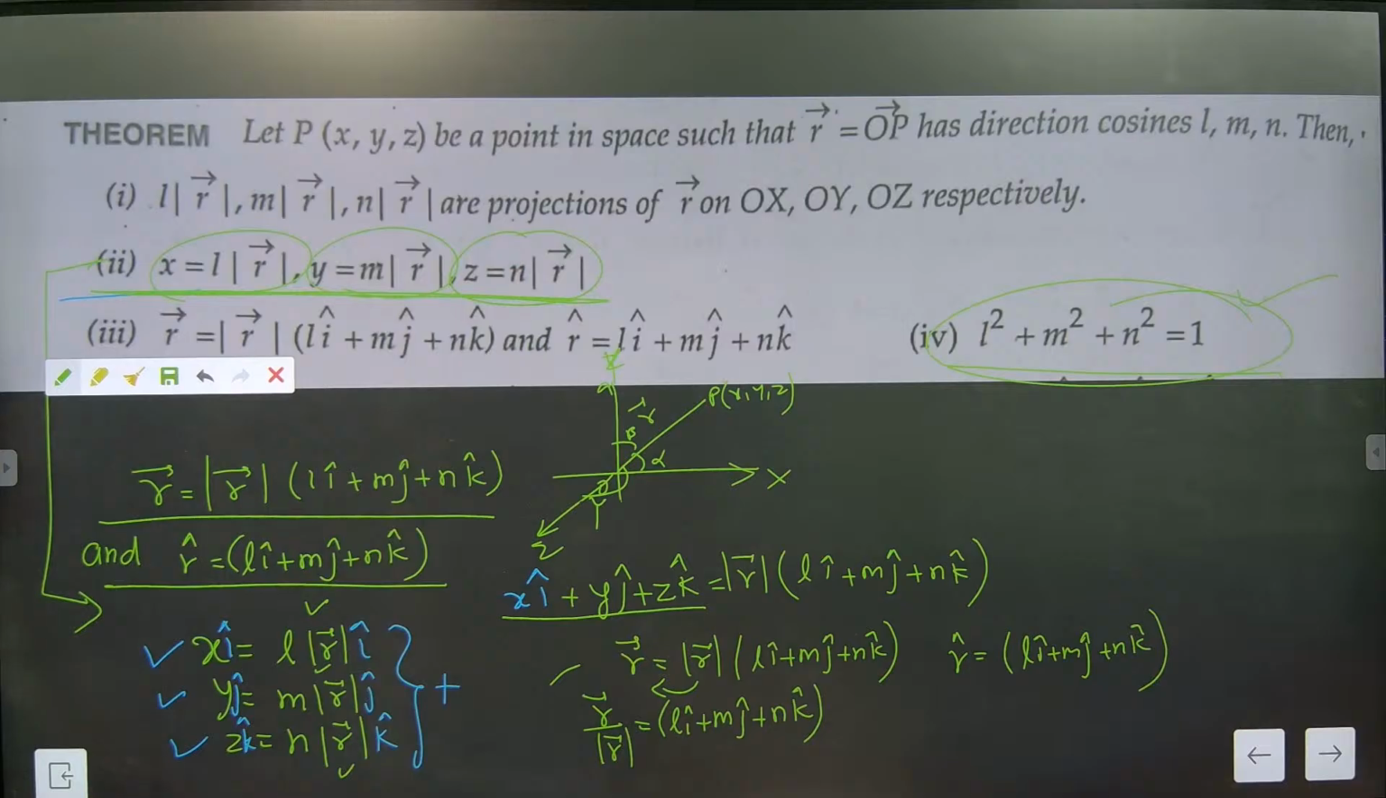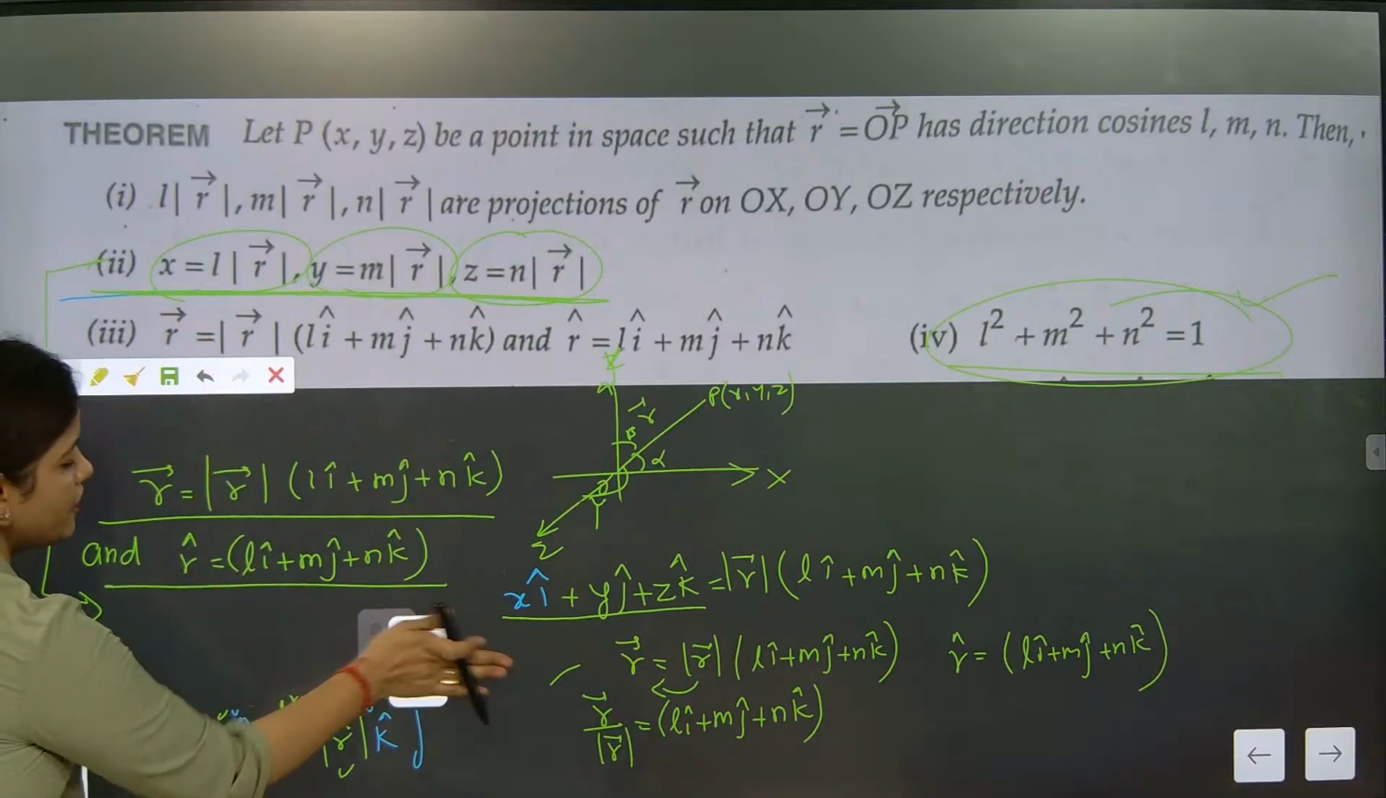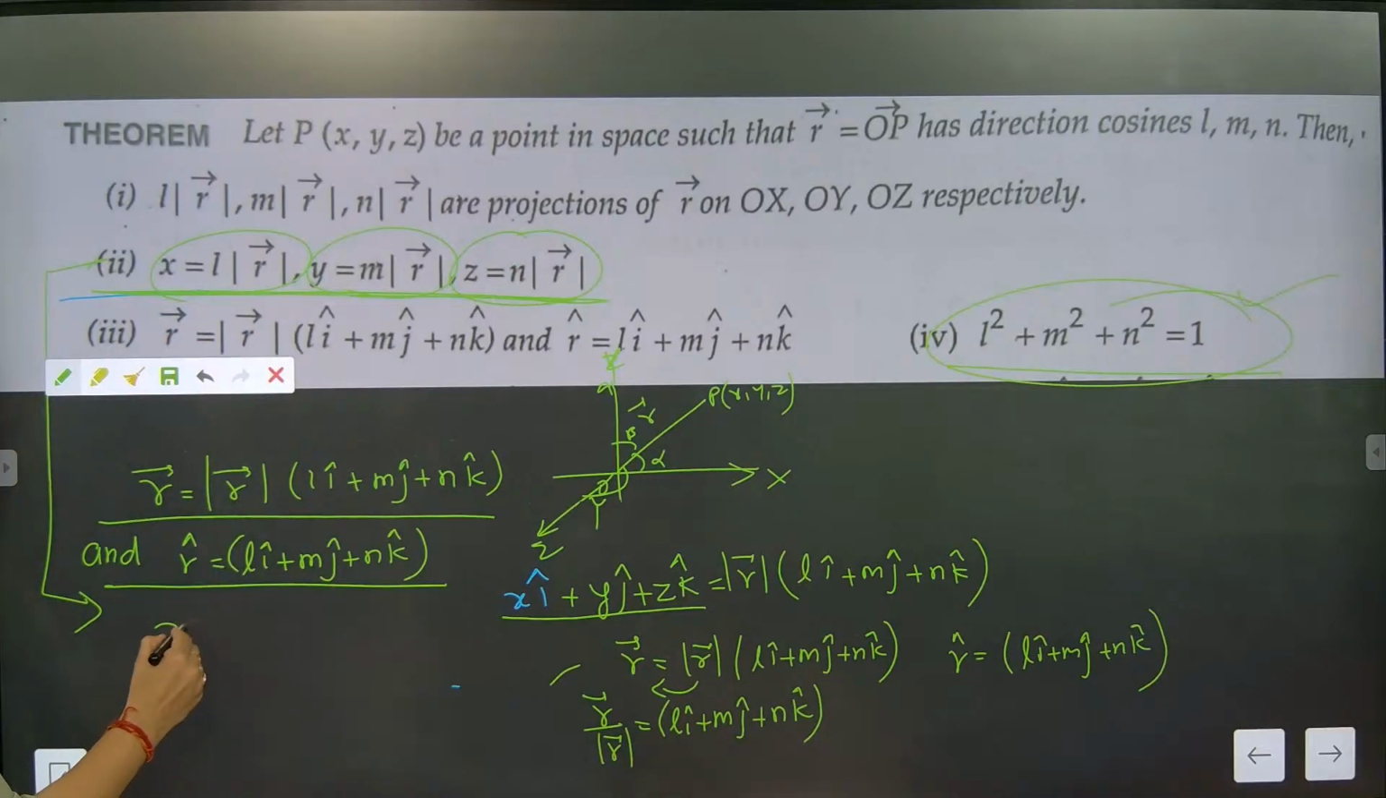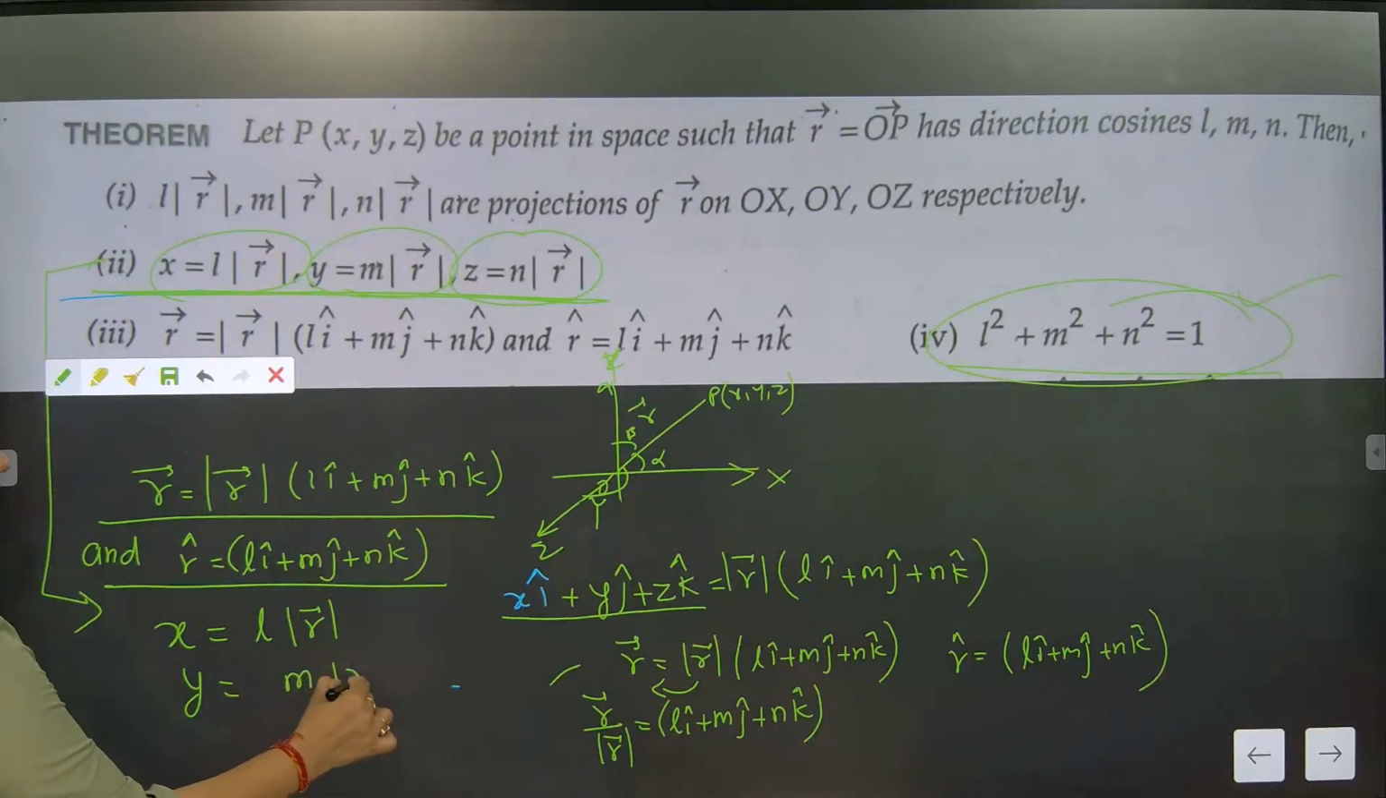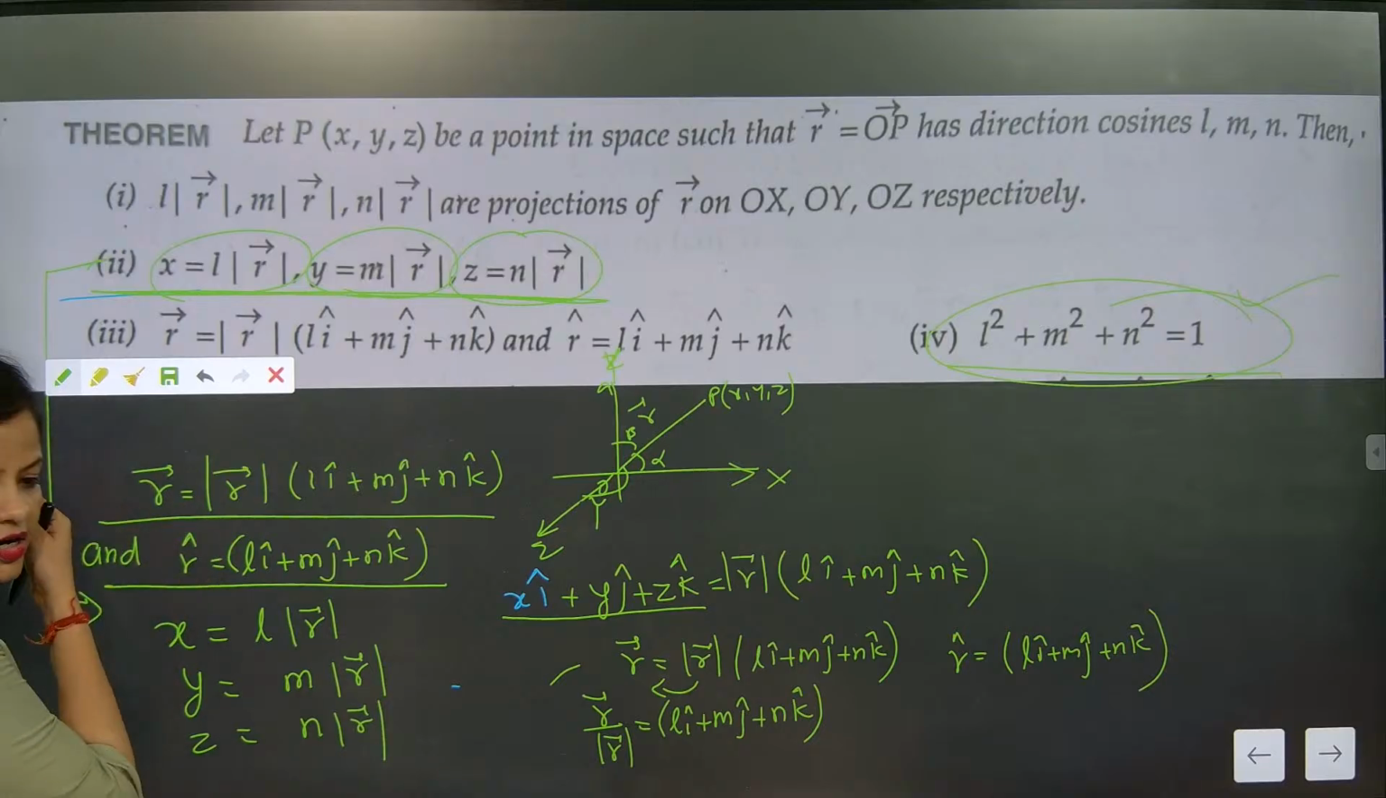In this section, beta, whatever we have derived, what was our derivation? Our derivation was x is equal to L times R unit vector. Okay, y equal to m times r unit vector, and z is equal to n times r unit vector. Just a few minutes before, we reversed the order and derived it.